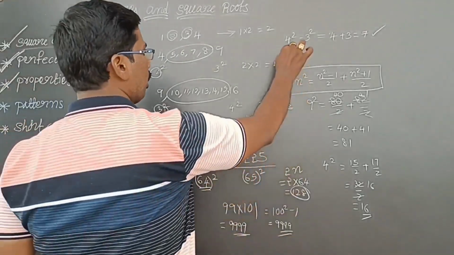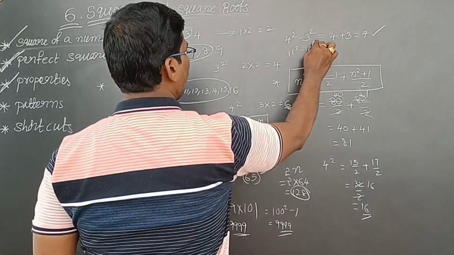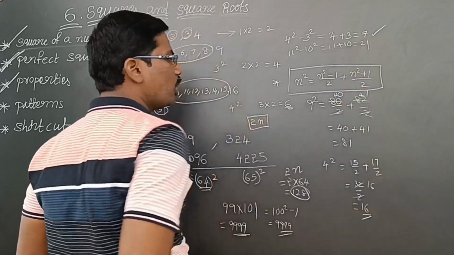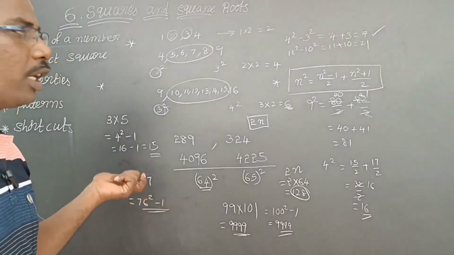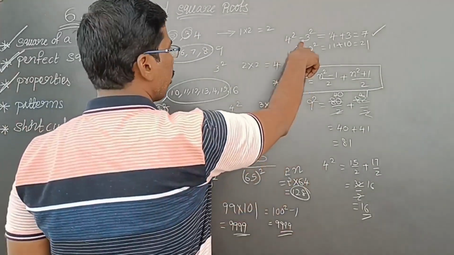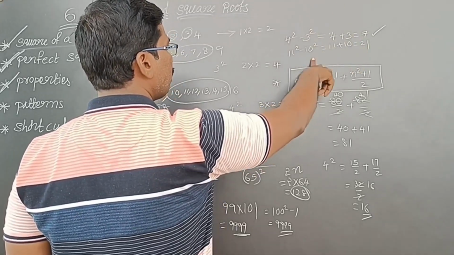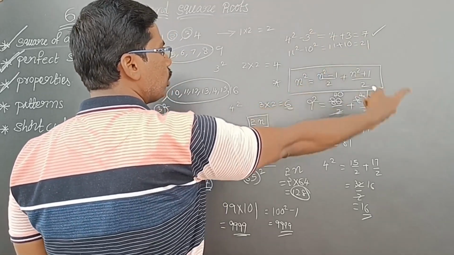For example, see here, 11 square minus 10 square. The answer is 21, because 11 plus 10. Even if I don't know the squares, if I know this property, I can get the answer. See here, 16 minus 9 is 7. 121 minus 100, that is 21.